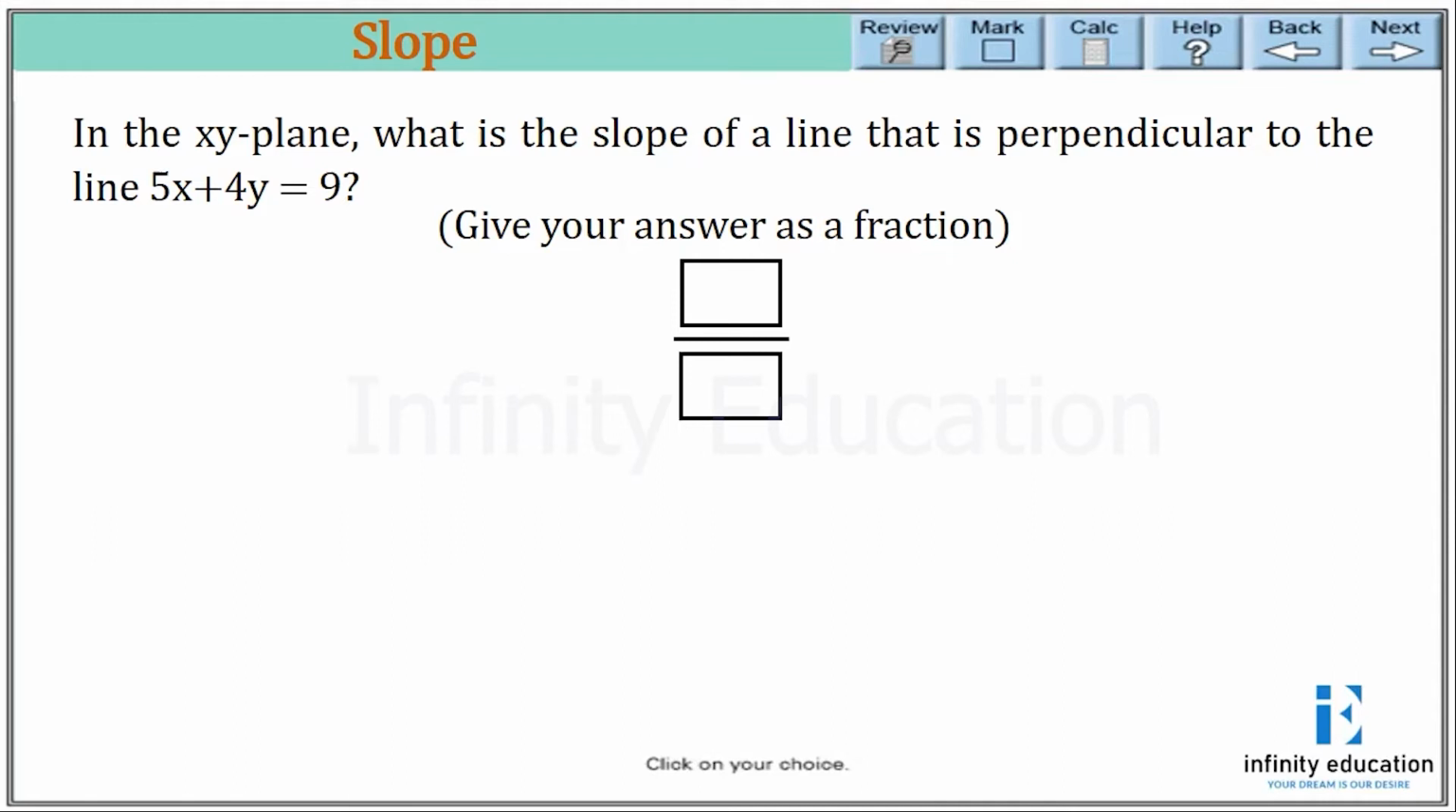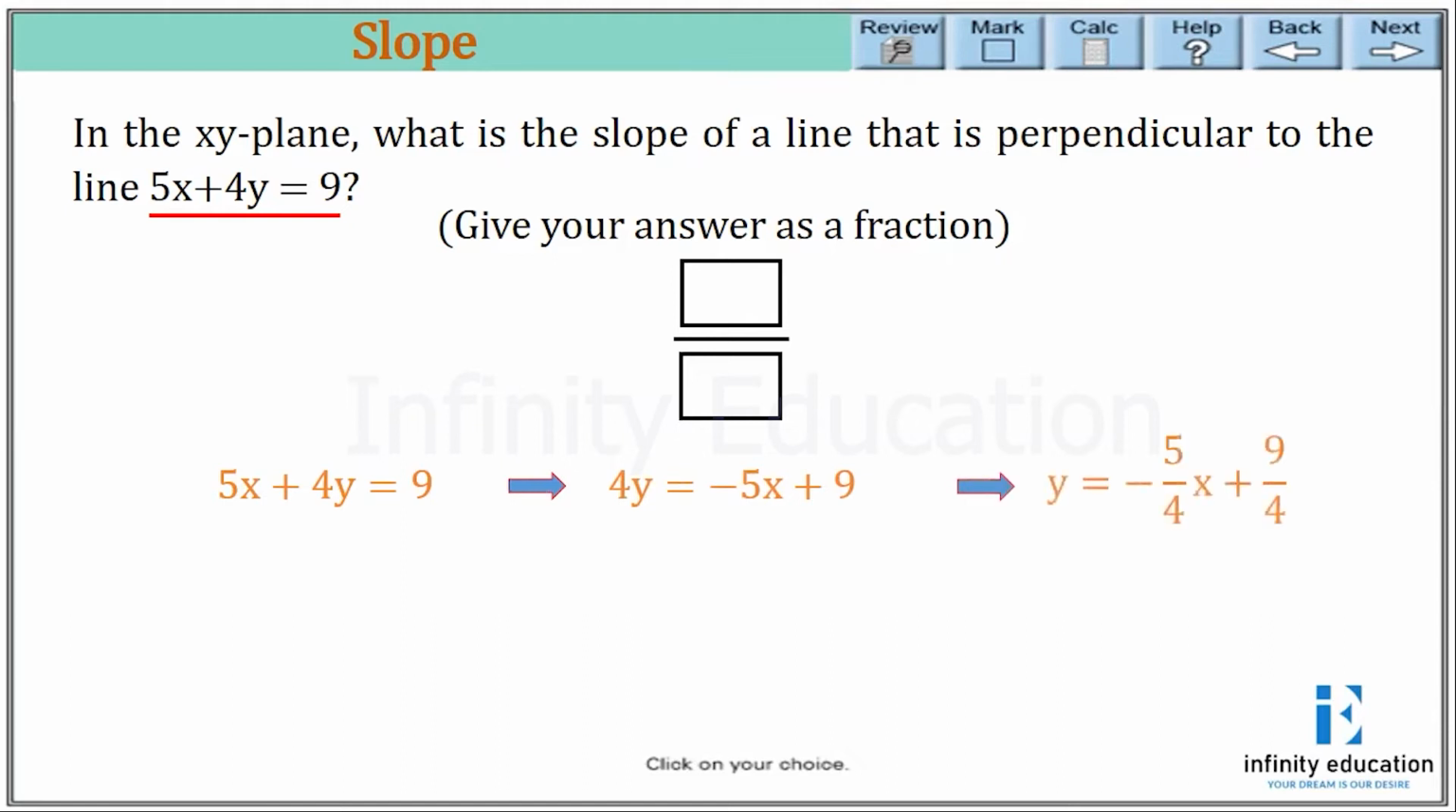Now the question is asking what is the slope of the line that is perpendicular to line 5x + 4y = 9. So first, I will find out what the slope is for this line. As we know, we have to keep y on the left-hand side with the coefficient equal to 1. So we can rewrite this equation as 4y = -5x + 9. Dividing both sides by 4, y = -5/4 x + 9/4. So the slope is -5/4.